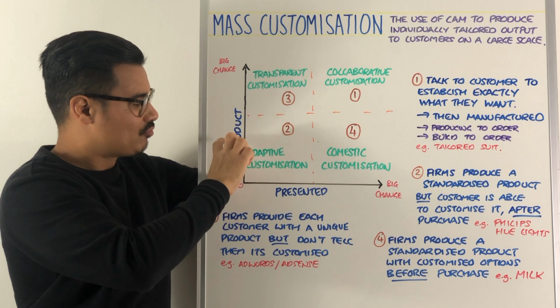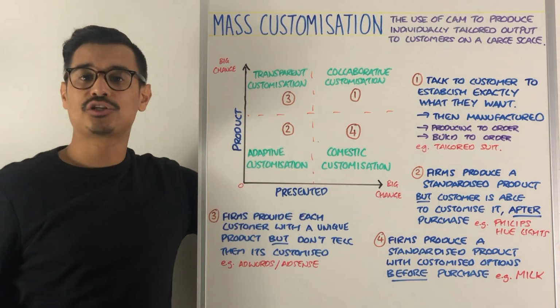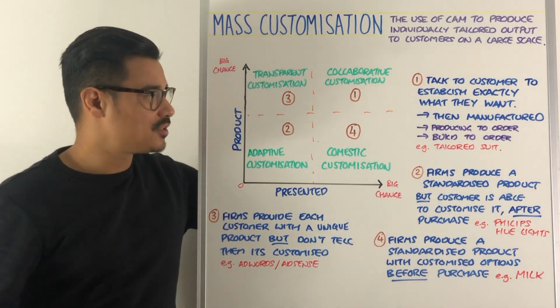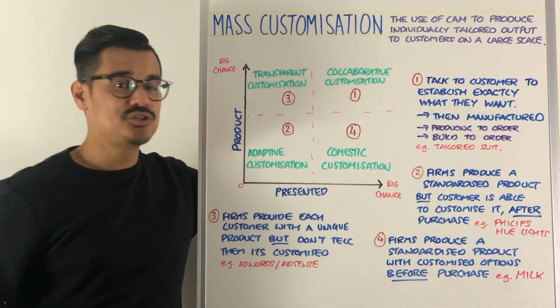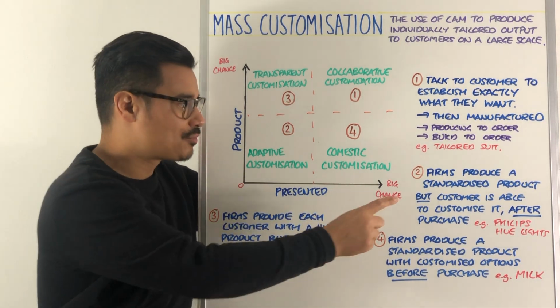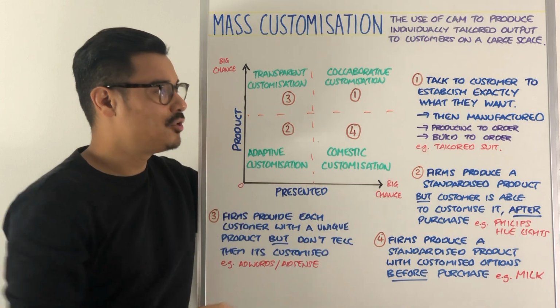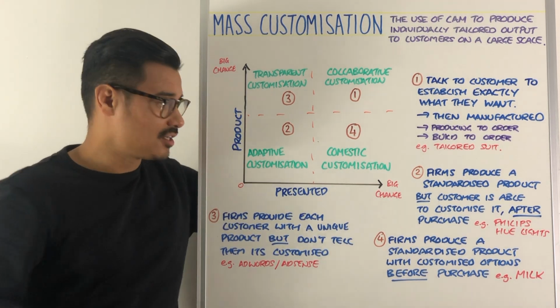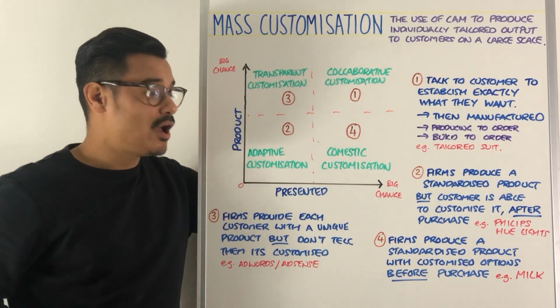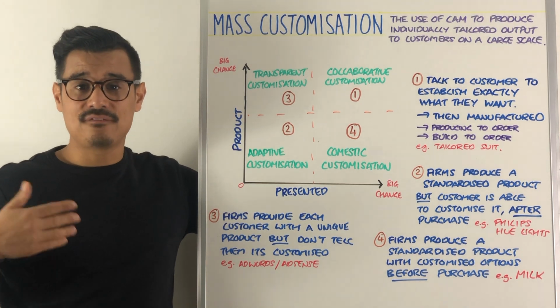Number 2 is adaptive customization. So the product hasn't really changed and you're not really changing so much how it's going to be portrayed or presented. So here, firms produce a standardized product, but the customer is able to customize it after the product has been purchased. An example of that would be the Philips Hue lights.